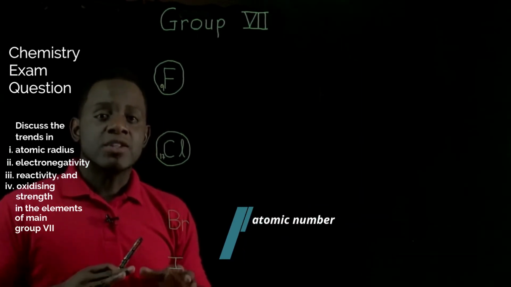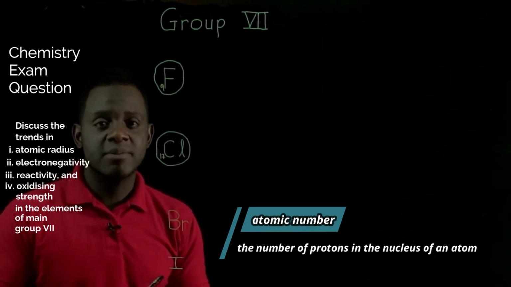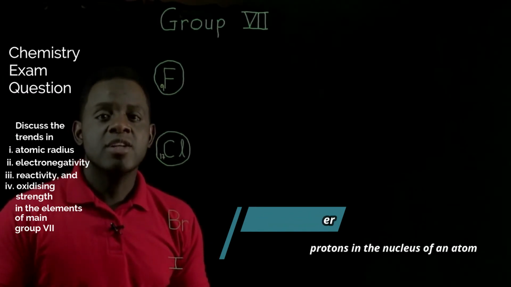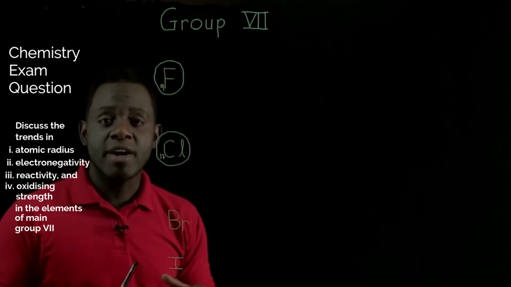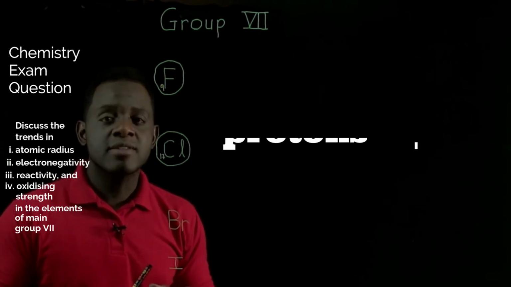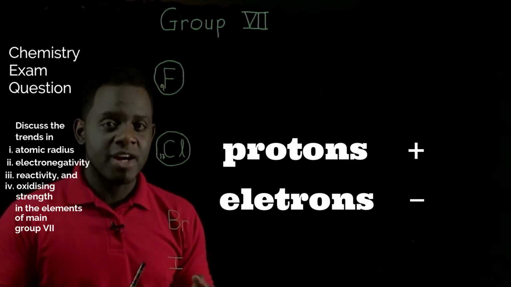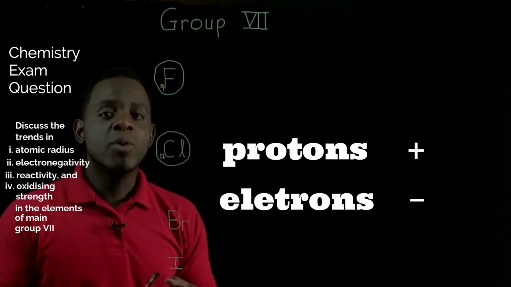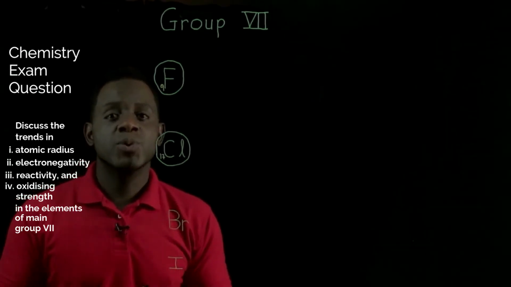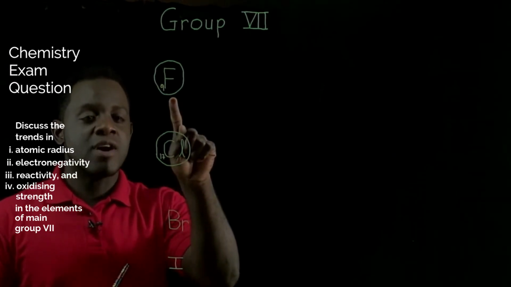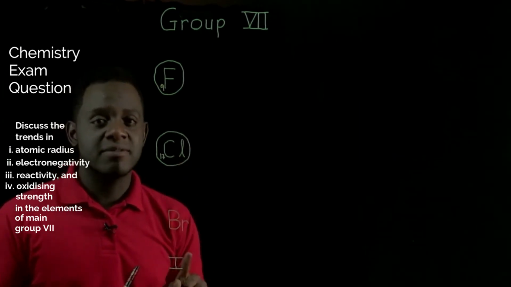So, the atomic number tells us the number of protons in the nucleus of these atoms, but it also tells us the number of electrons because atoms have no overall charge, and if the protons are positively charged and electrons are negatively charged, then there are equal amounts of protons and electrons in these atoms. So there are 9 electrons and 17 electrons in fluorine and chlorine respectively.